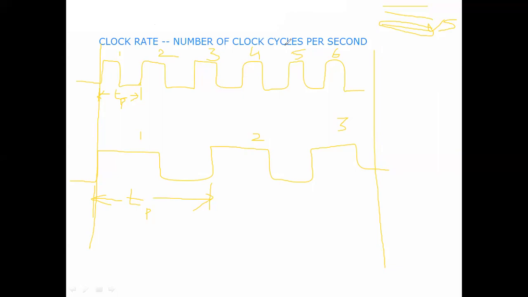Here the number of basic steps depends on the instruction. Suppose the number of clock cycles per second is very high, then the execution time will be less and the performance is more. Like that, based on the clock rate, the performance varies.